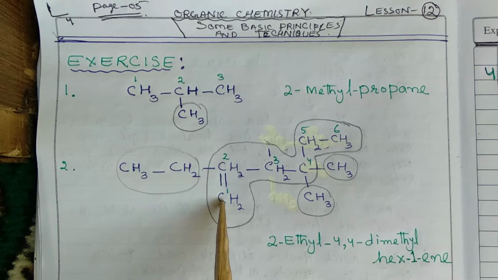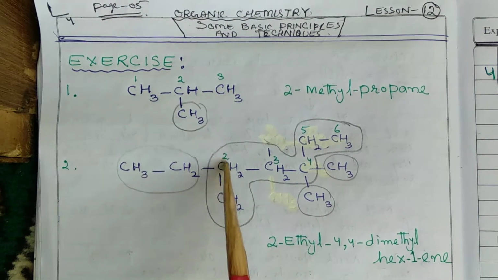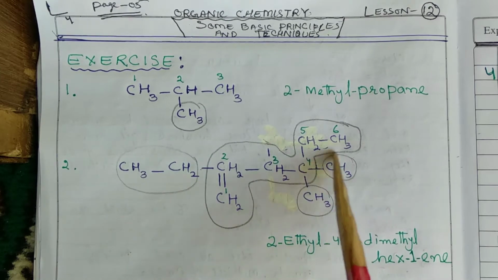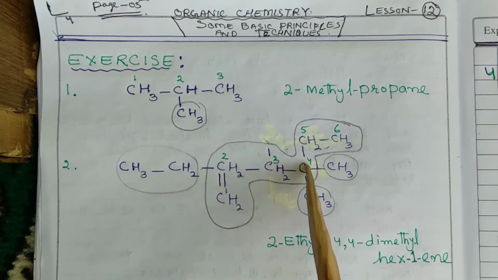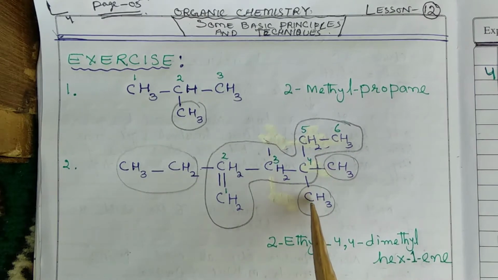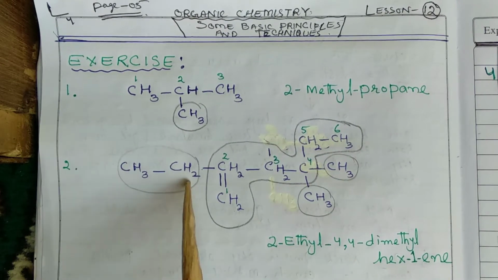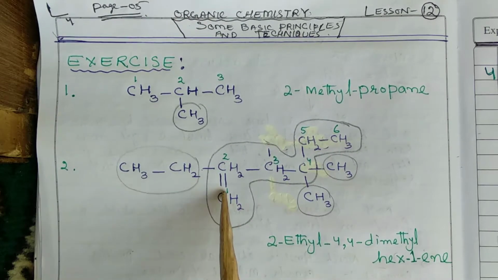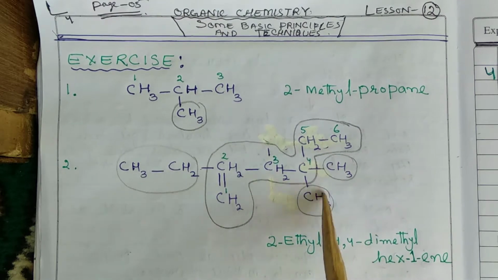So starting from here, the longest chain: 1, 2, 3, 4, 5, 6. It's lined here, the longest chain. In the circle, this is a substituent. Again, one more substituent, and here you can see CH2, CH3. This is also a substituent. So this is the longest chain. First of all we will write down the names of the substituents. This is methyl, and this is ethyl.